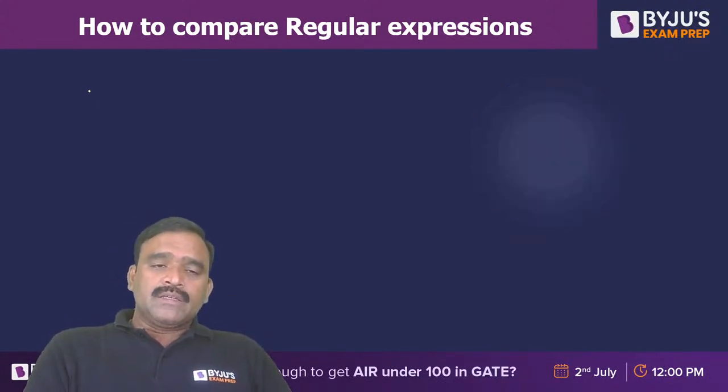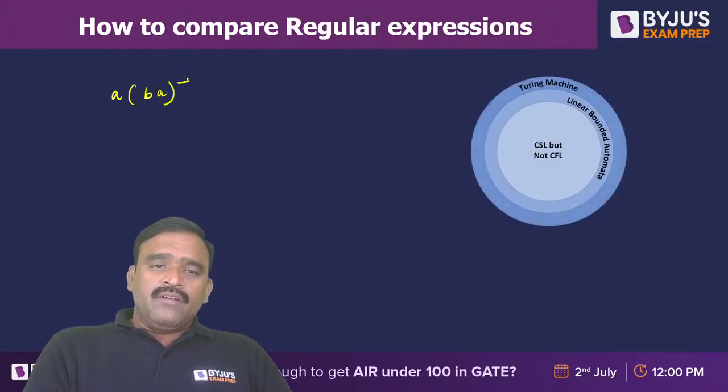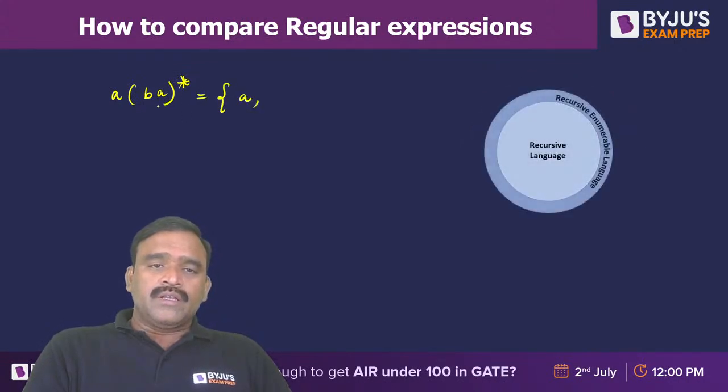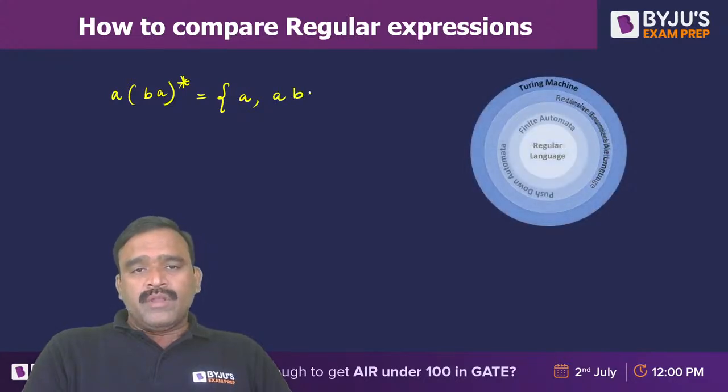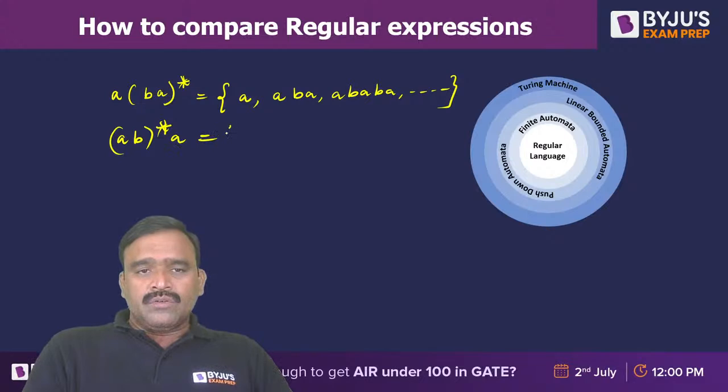For instance, let us suppose we have an expression like a(ba)*. With a(ba)*, we get either a single a followed by zero instances, or a followed by ba, and so on. Like this, we can have multiple, infinite strings. We can also have a regular expression like (ab)*a. This also gives combinations like a, aba, ababa, and so on.